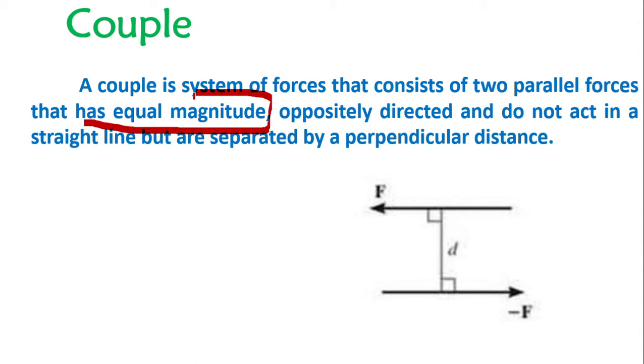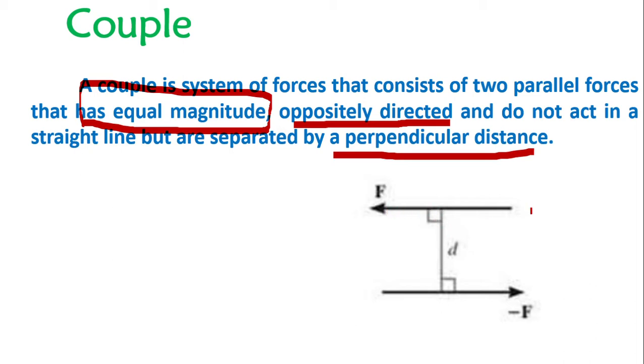meron silang parehas na equal magnitude at kailangan opposite din yung kanilang direction at meron silang perpendicular distance sa isa't isa. Parang ito, di ba? Same magnitude, magkaiba ng direction ng force, and then meron silang separation na perpendicular distance. Kaya siya sinabing couple. Okay, next.